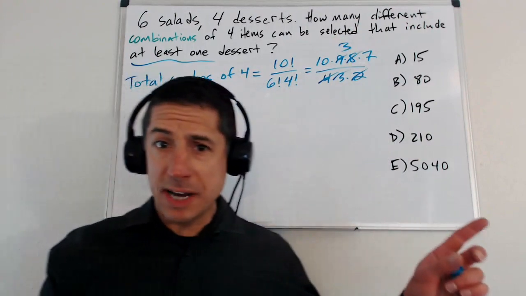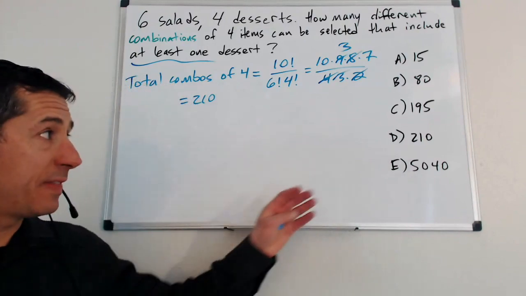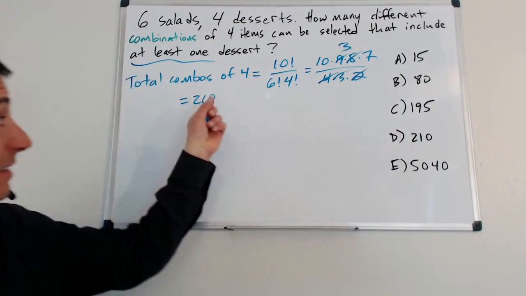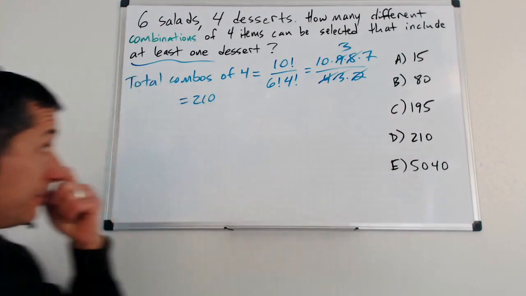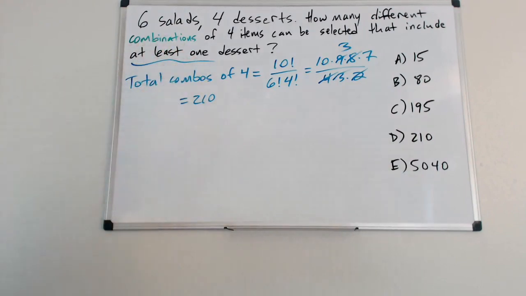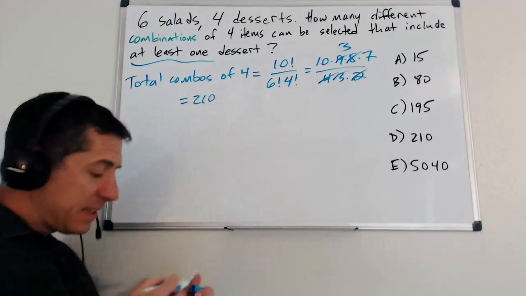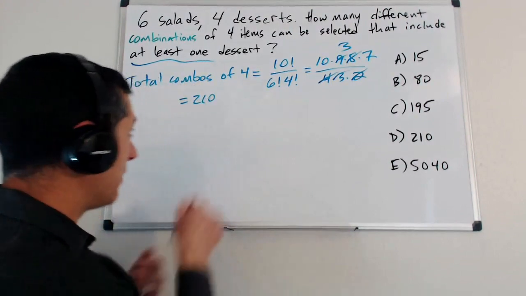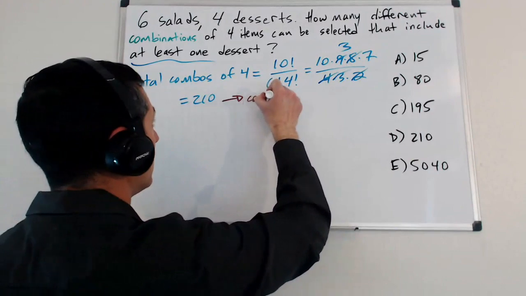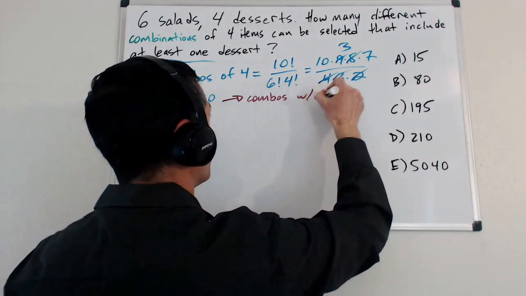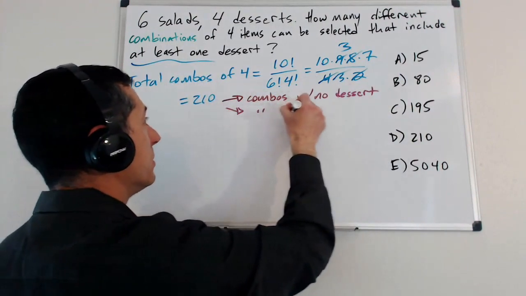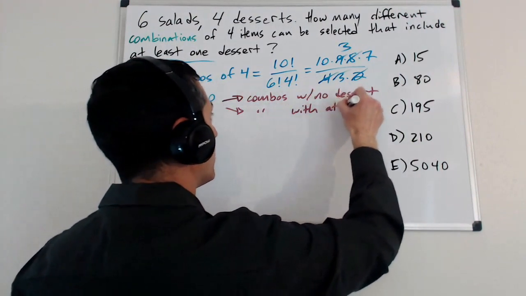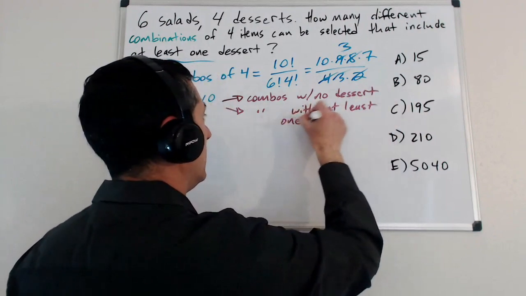So at the very, very least right now, if you're totally lost on what to do with that, at least one thing, well, your answer's probably not D, because there's going to be some items that don't qualify here. But you know that your answer can't be E, that's way too big. All right, now what do we do with this at least one dessert thing? Now of these, notice that there are 2 different kinds of combinations you can have. You can have combinations with no dessert, and you can have combos with at least one dessert.